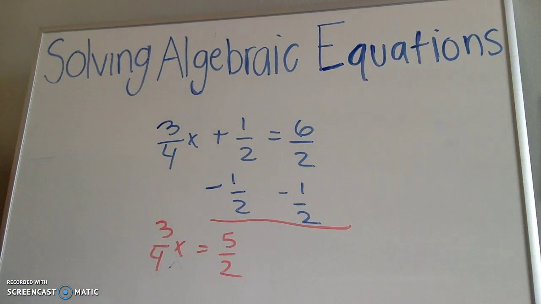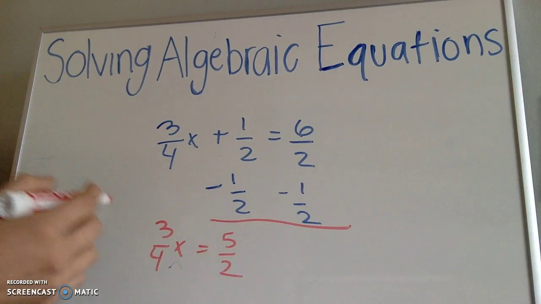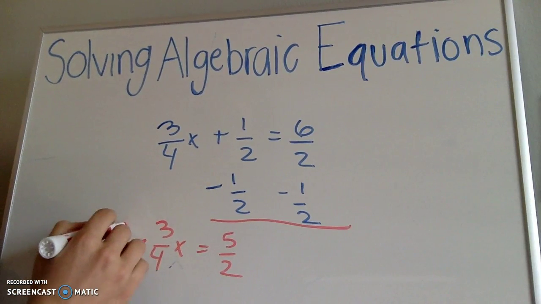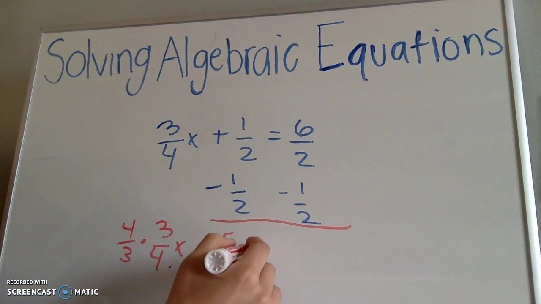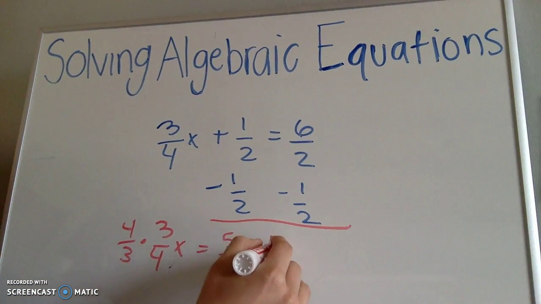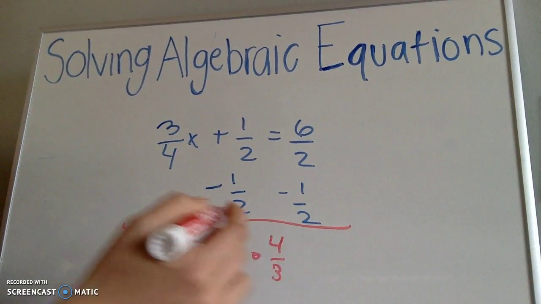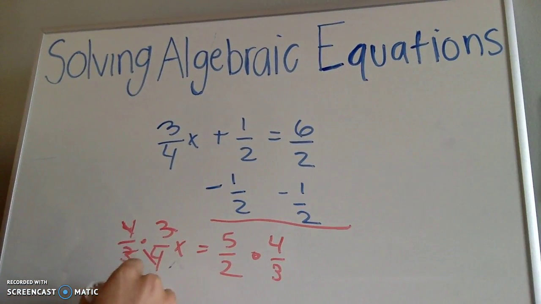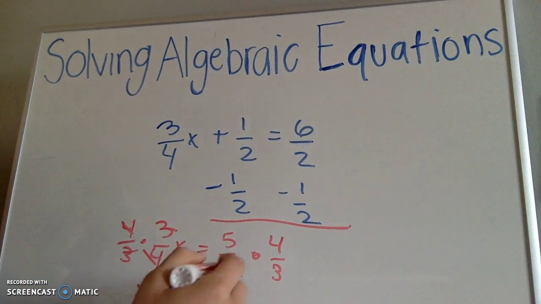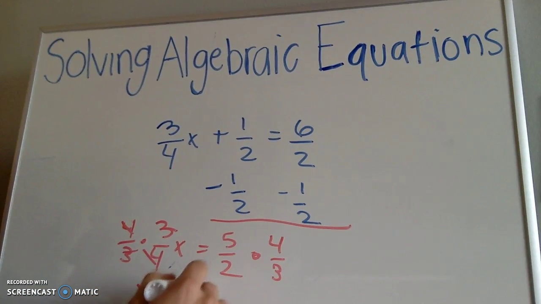And now we must get the x with no coefficients. So we must divide each side by 3/4. Dividing fractions means we must multiply by the fraction's reciprocal. So we multiply 3/4 x times its reciprocal, 4/3, and we also multiply 5/2 by 4/3. These cancel out, leaving the x alone equals 20/6.